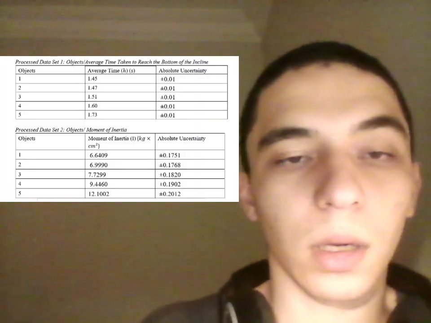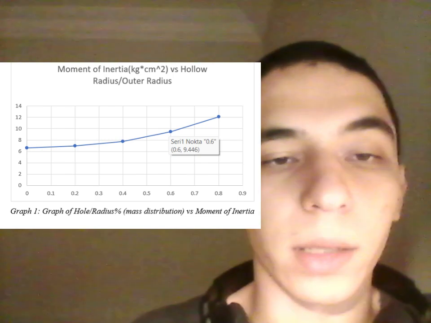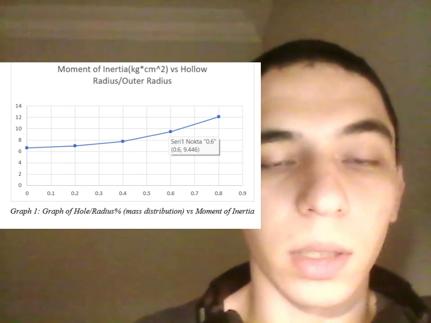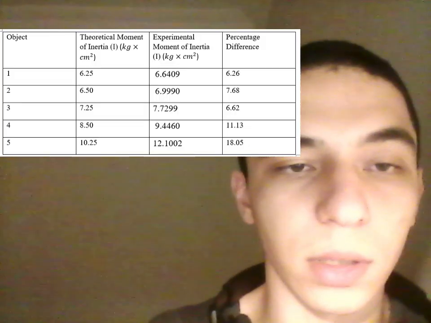So I recorded the time using a video camera, and then I made a table of the recorded times and the moment of inertia calculated depending on it. The tables look like this. And depending on these tables, I made a graph like this. And comparing these experimental values to the theoretical value using this formula, I found a table like this showing the percentage differences between each.